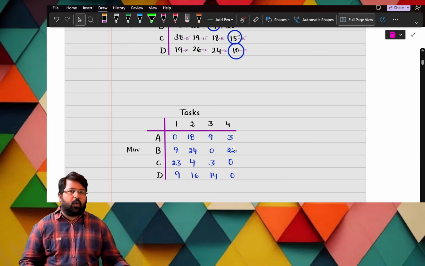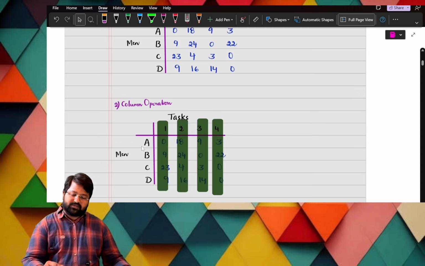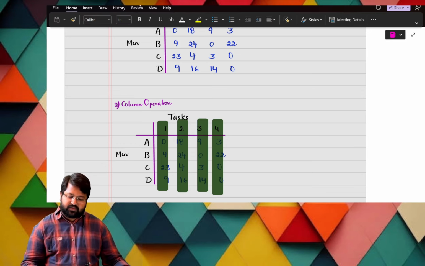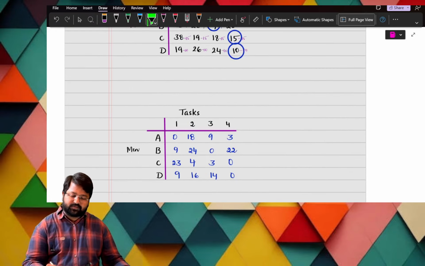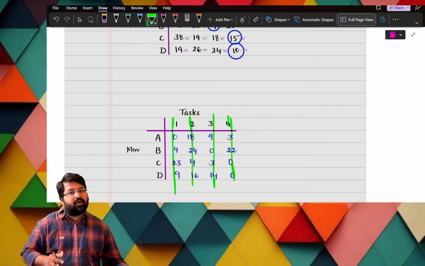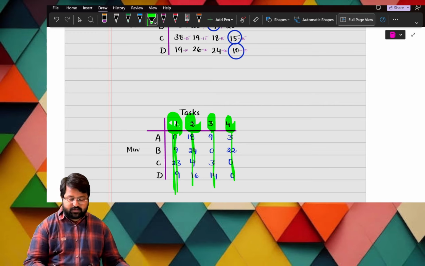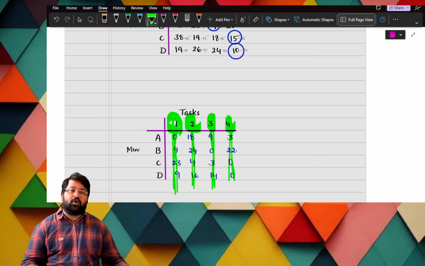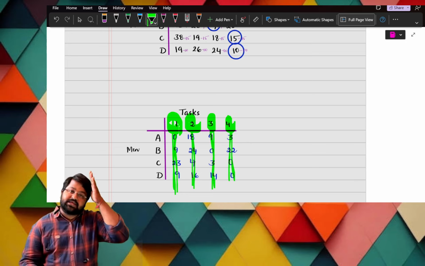Okay. Next, what is the thing we need to do? Column operation. Sir, what are the columns? I will tell you so that you can get clarity. These are the columns; they are vertical lines, not horizontal. So task 1, task 2, task 3, task 4 are the columns. You should not make any confusion: row means horizontal, column means vertical.